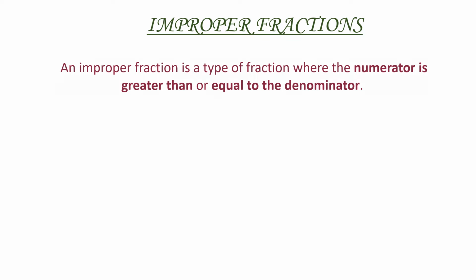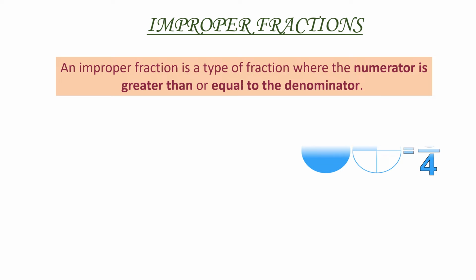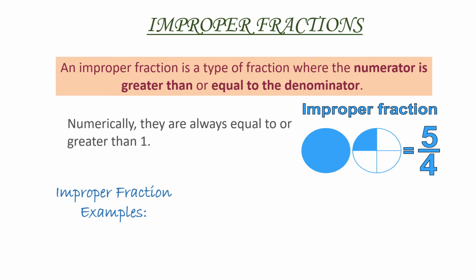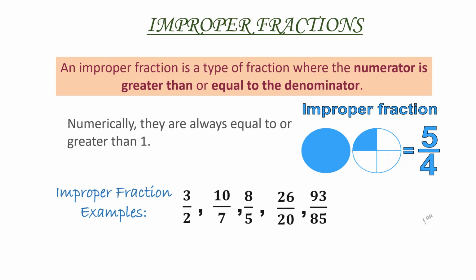Now, let us move on to improper fractions. An improper fraction is a type of fraction where the numerator is greater than or equal to the denominator. Numerically, they are always equal to or greater than 1. Let us look at these examples. As we see, the numerator is greater than the denominator in each of these examples.